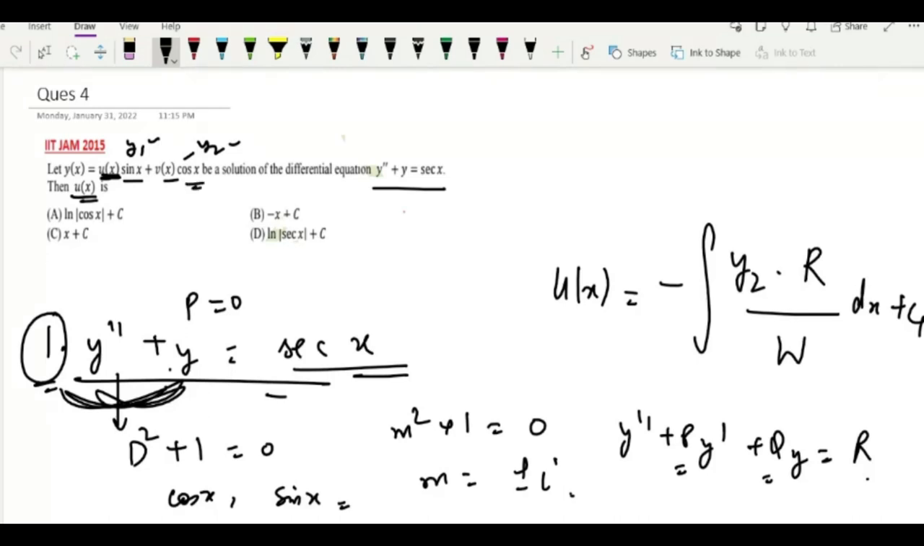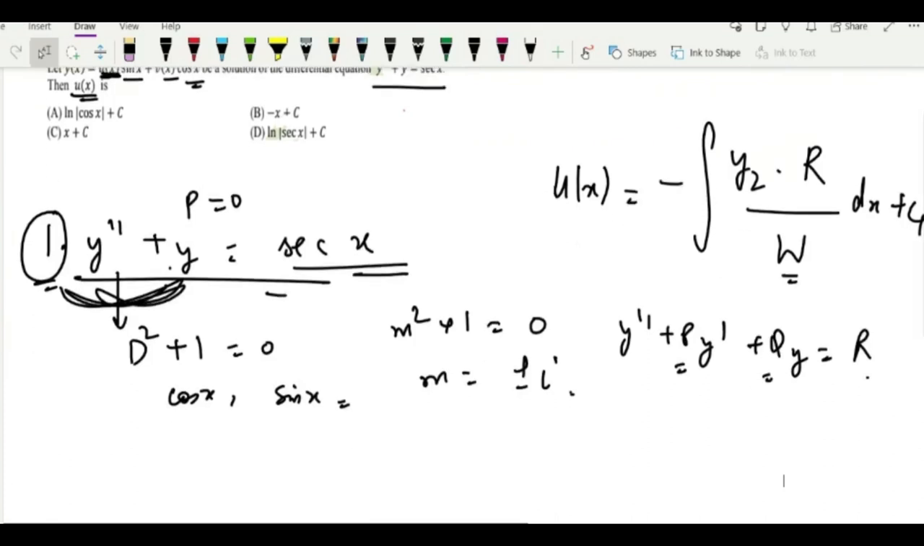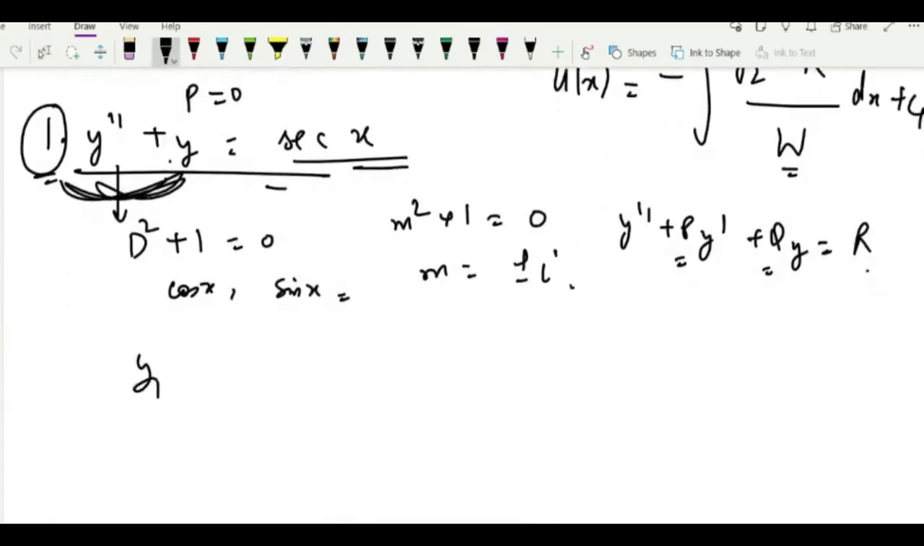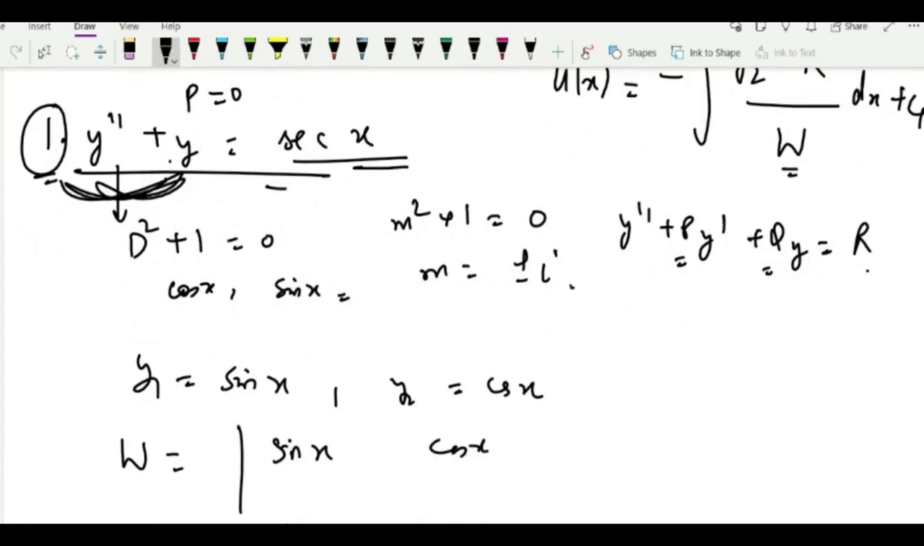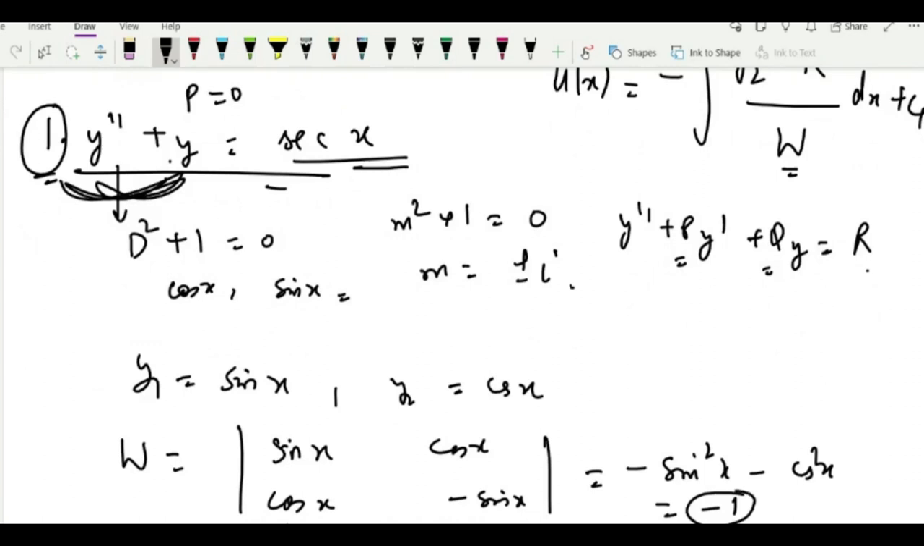y2 as cos x. And we are to find the Wronskian of y1 and y2. We have y1 is equal to sin x and y2 as cos x. To find the Wronskian of y1 and y2, writing y1, y2, and their derivatives cos x, minus sin x. So the Wronskian will be given as minus sin square x minus cos square x, which is equal to minus of sin square x plus cos square x, which is 1. So minus 1 is the value of the Wronskian.